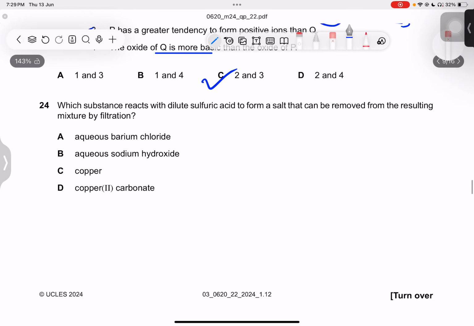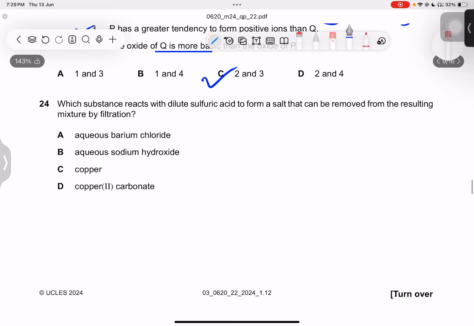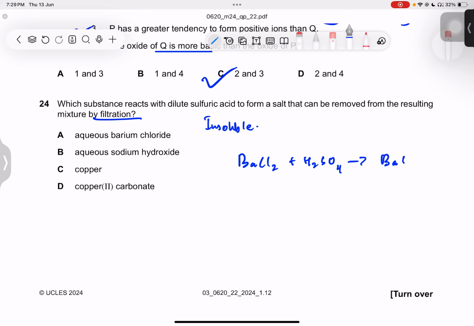Which substance reacts with dilute sulfuric acid to form a salt that can be removed from the resulting mixture by filtration? This means that when we react, an insoluble salt is produced. So if barium chloride is reacted with dilute sulfuric acid, we will get barium sulfate and HCl. So barium sulfate is what? Insoluble. So option A is correct.